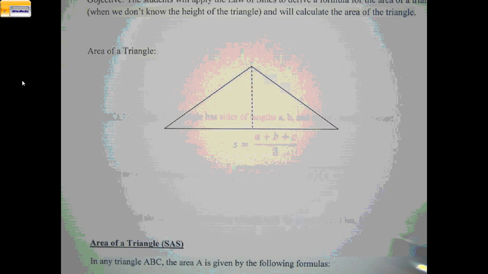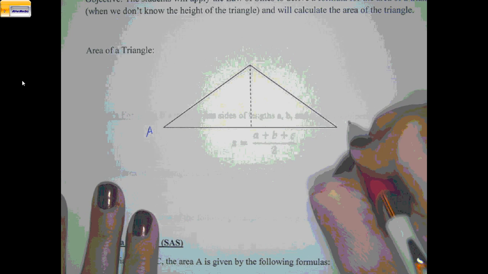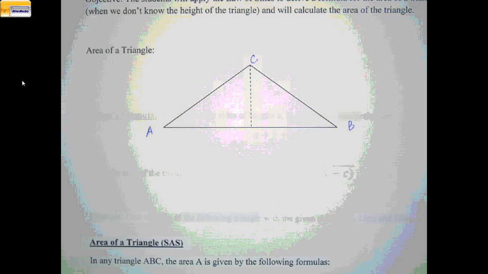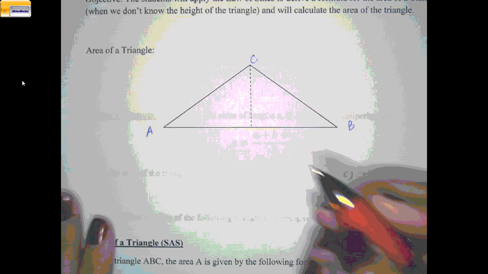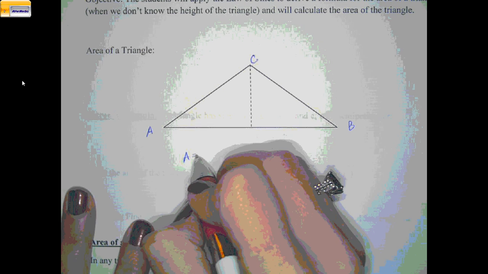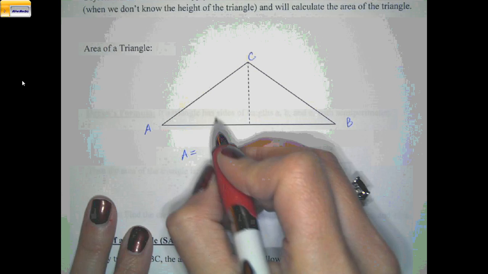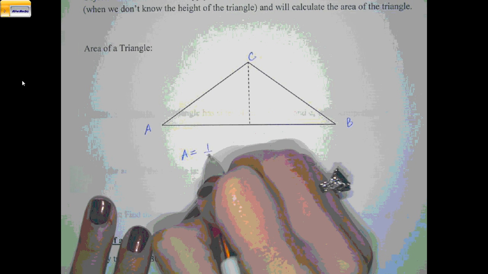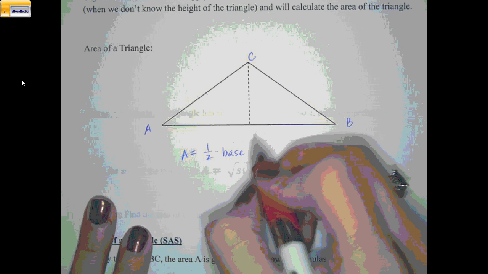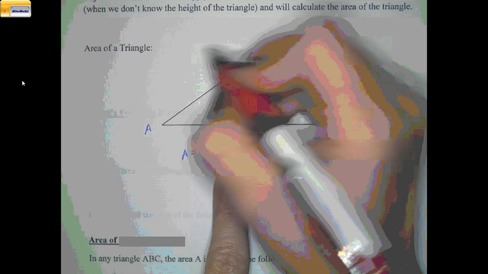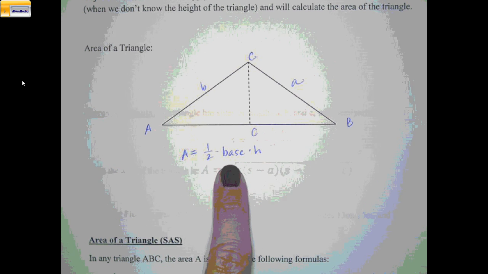Normal triangle, we've got A, we have B, we have C. How do you find the area of a triangle? What's the formula? Base times height divided by 2, or half times base times height, right? And I'm going to choose to write the word base because we have a letter B already. Do you see what I'm saying? So I'm going to say half times base times height.